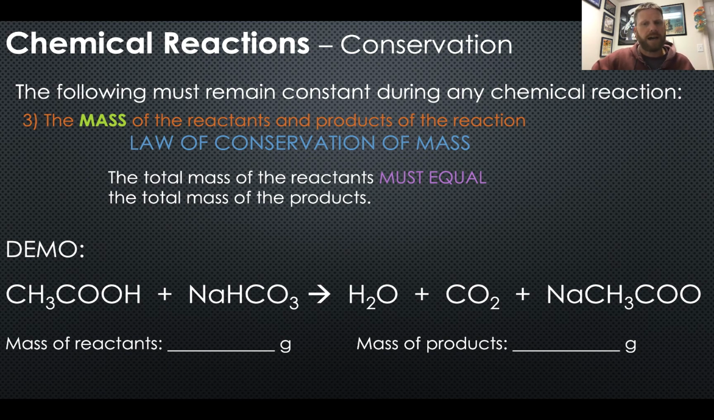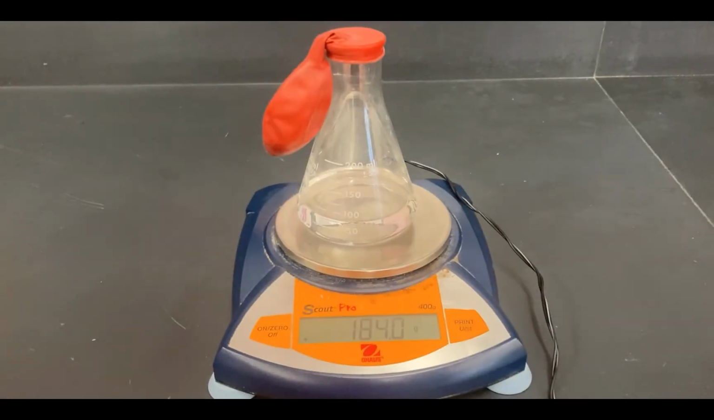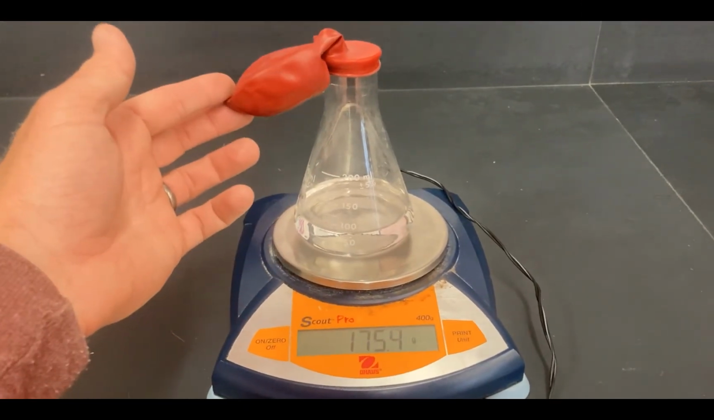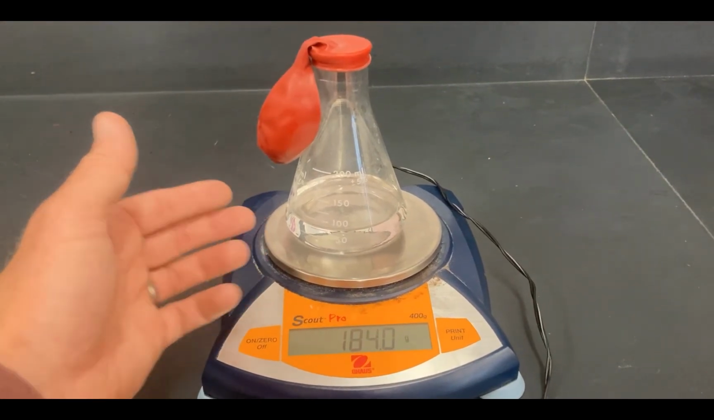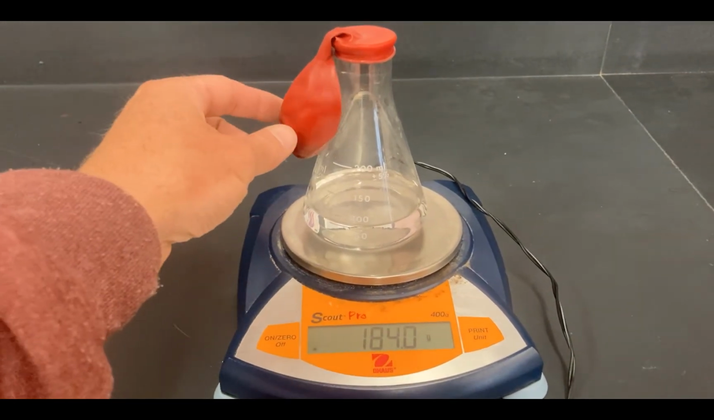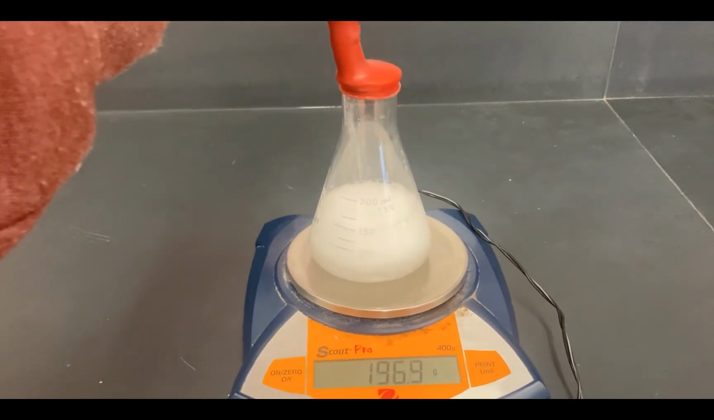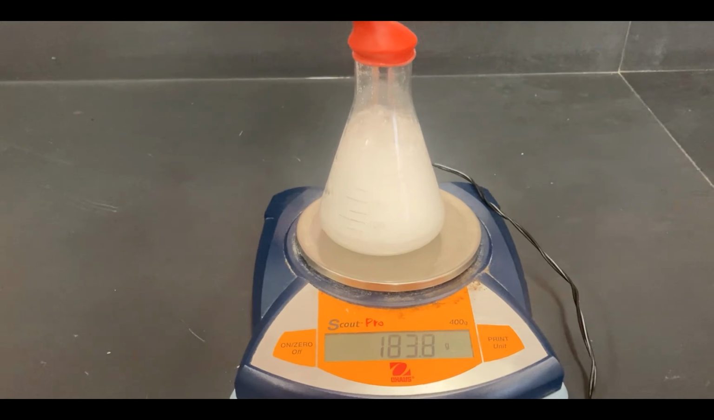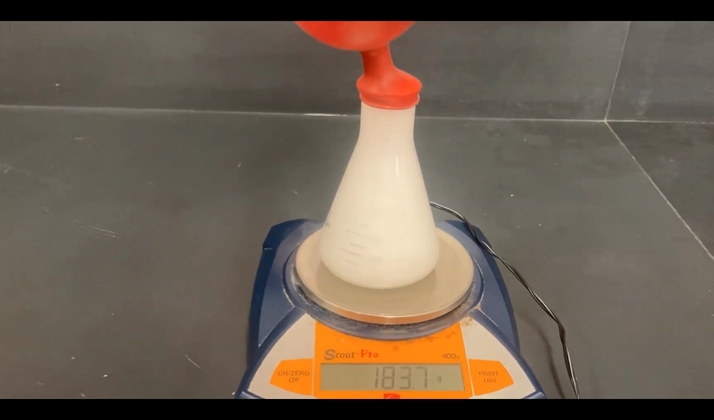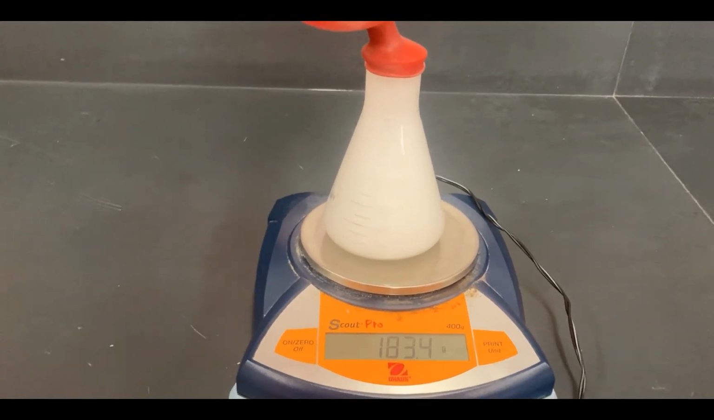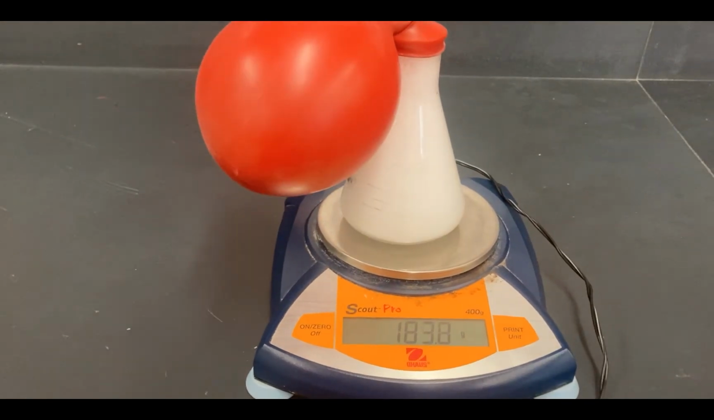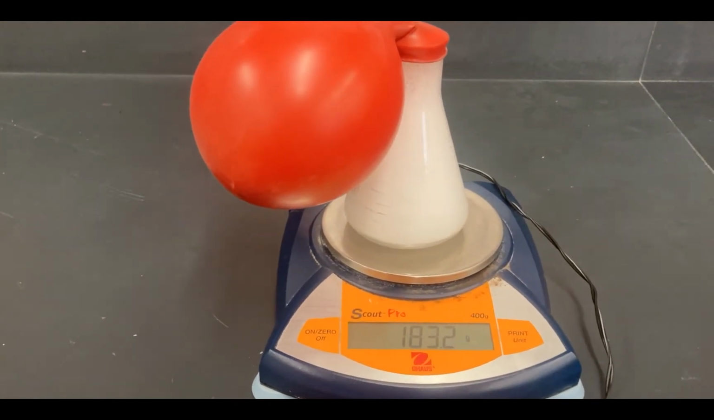What do I mean by a closed system? Well, we have to account for and collect all the products that are produced. This is what the balloon is for. The balloon will collect the carbon dioxide gas that is produced during the reaction. A small amount of baking soda has been placed inside of the balloon, and the flask contains about 100 milliliters of vinegar. As you can see, the initial mass of the reactants, flask, and balloon is 184 grams. This means the mass after the reaction is complete should also be 184 grams.